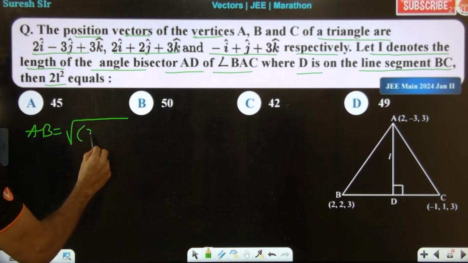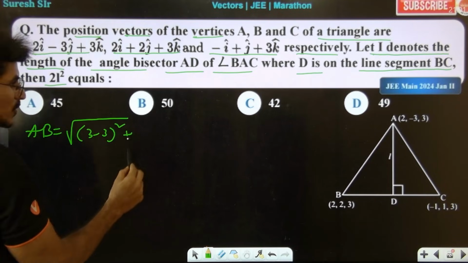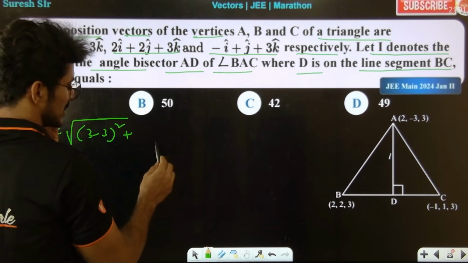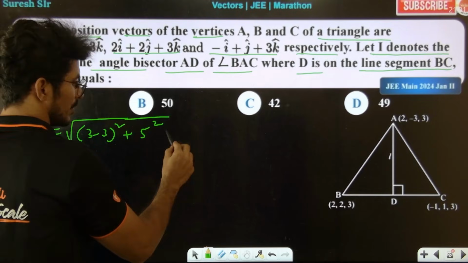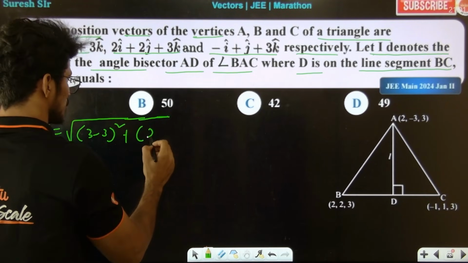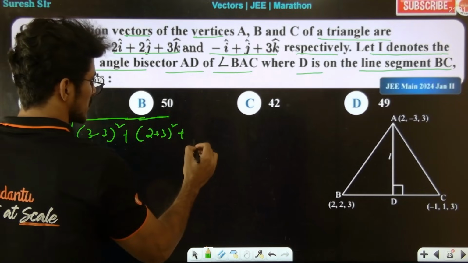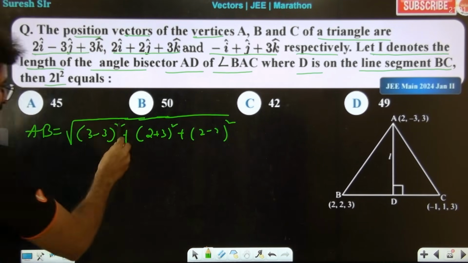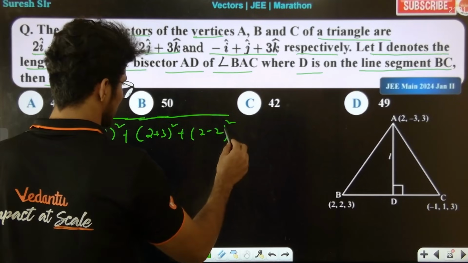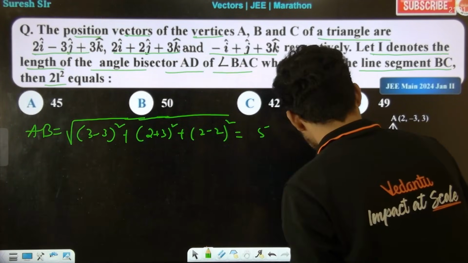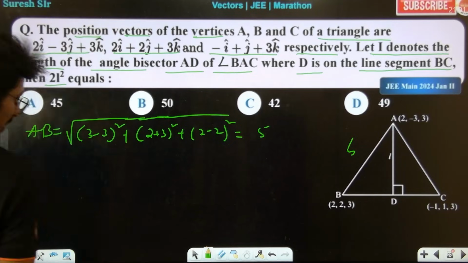So let me write it like that: 3 minus 3 whole square plus 2 plus 3, 5 whole square plus, let me write it in detail, 2 plus 3 whole square plus 2 minus 2 whole square. Now tell me, what am I going to get directly? It is 0 and 5. So the length is what? Now tell me, what is this? 5. Any doubt?